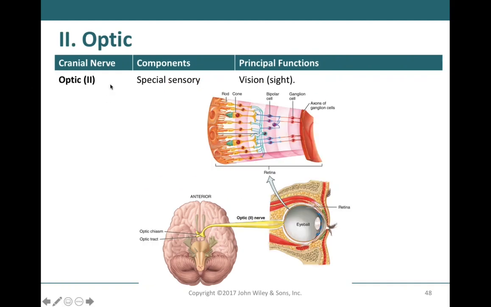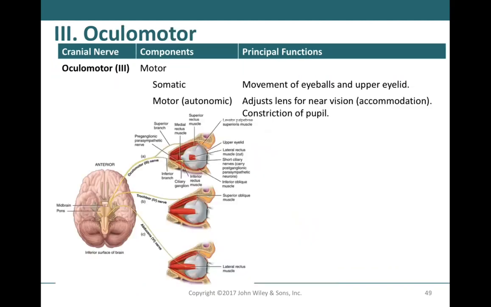The optic nerve is cranial nerve number 2. This is also a sensory nerve, and the optic nerve carries vision information back to the occipital lobe of the brain. So our first 2 cranial nerves only carry sensory information. There's no motor information or no motor outputs that come out of these first 2 cranial nerves.